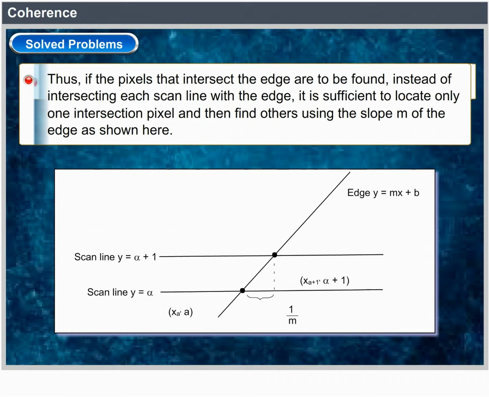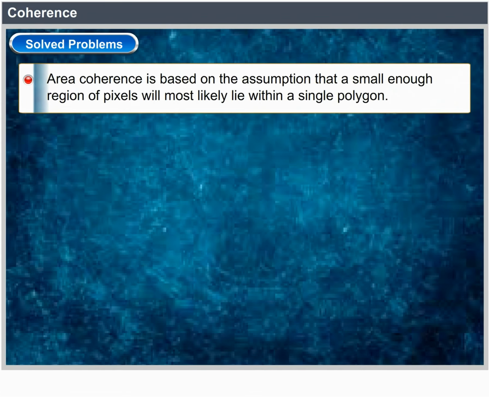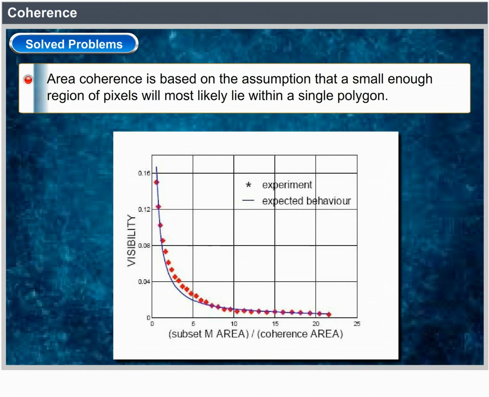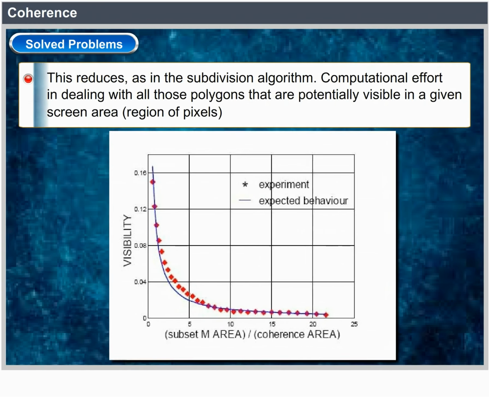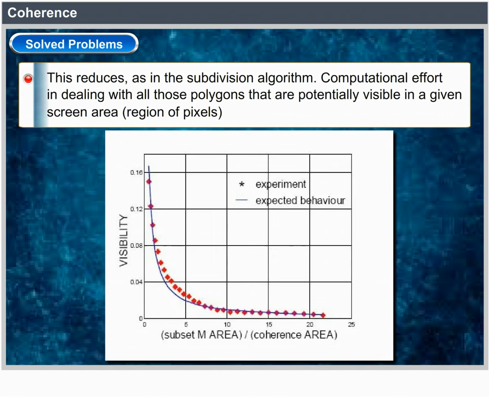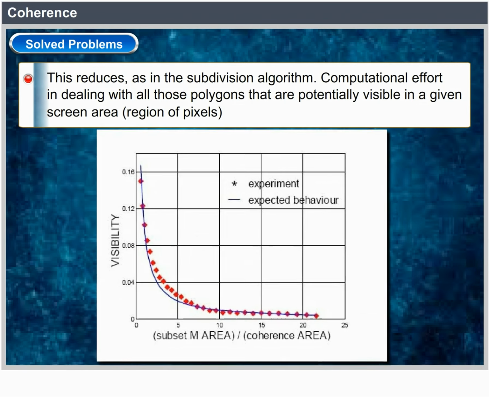2. How does area coherence reduce computational effort? Area coherence is based on the assumption that a small enough region of pixels will most likely lie within a single polygon. This reduces, as in the subdivision algorithm, computational effort in dealing with all those polygons that are potentially visible in a given screen area, region of pixels.